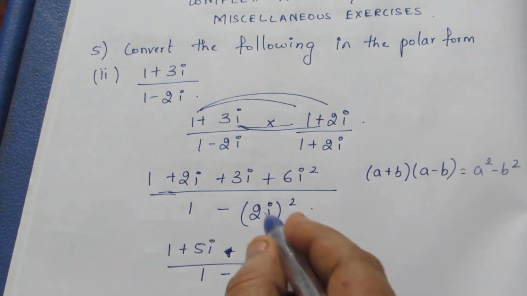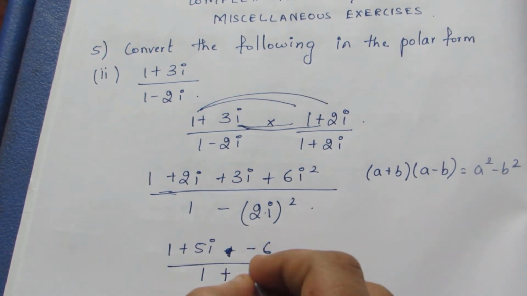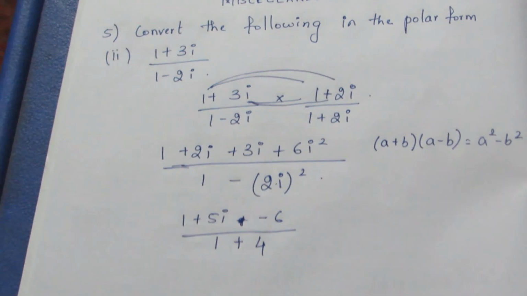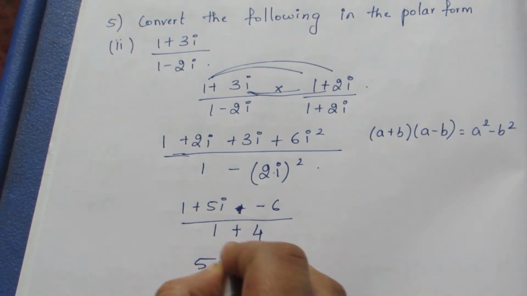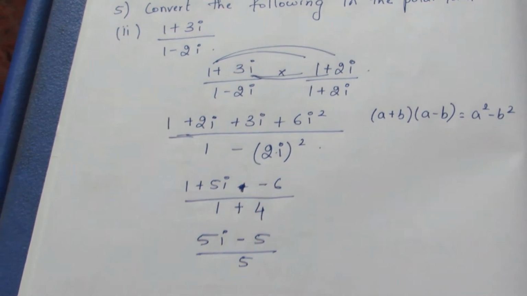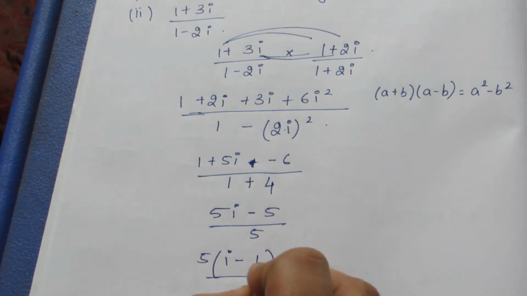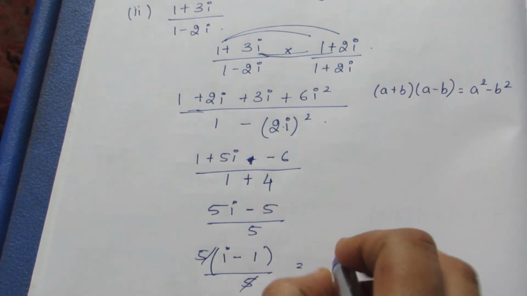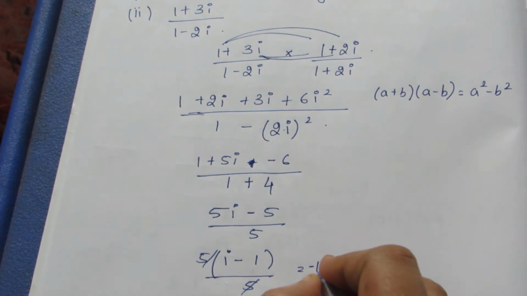So 4 into i square, we know that i square is minus 1. So minus into minus becomes plus, 2 twos are 4. Now solving this, we get (5i minus 5) by 5. Taking minus common outside, I minus 1 by 5 gets cancelled. So your final result is minus 1 plus i.